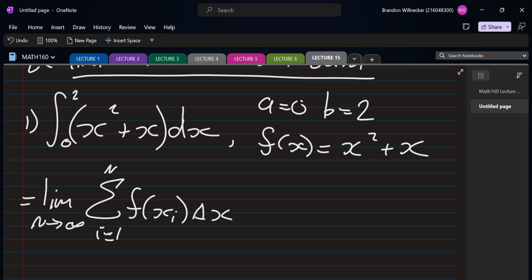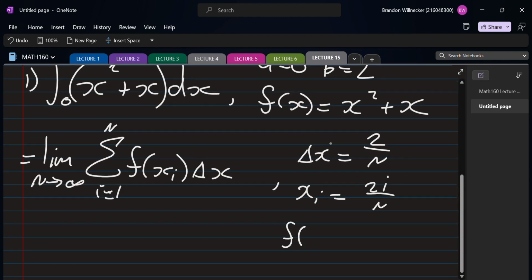So delta x, what's that going to be? That's going to be b minus a over n. So delta x will be 2 minus 0, that's just 2 over n. Okay, what about our x_i? We need to know that. That's going to be a plus i delta x. Our a is 0, so it's quite easy. It's just going to be 2i over n.